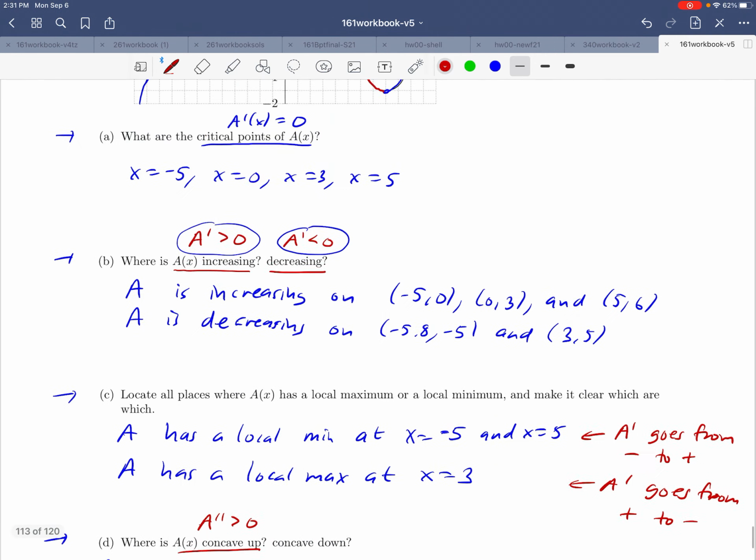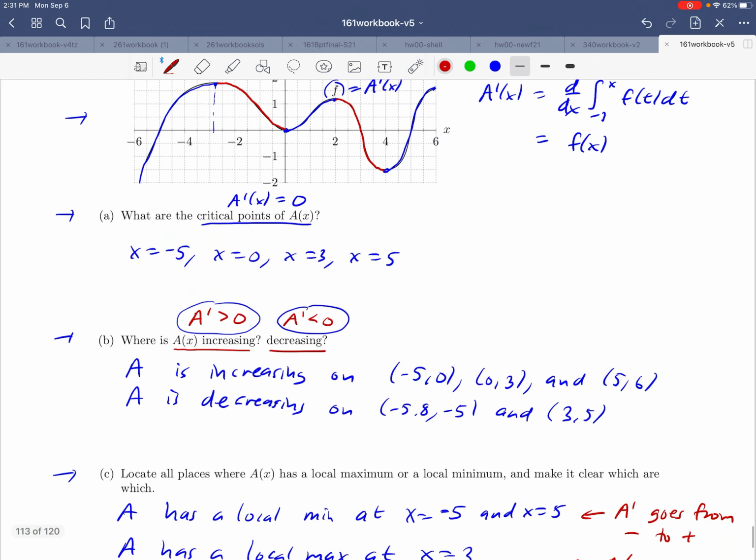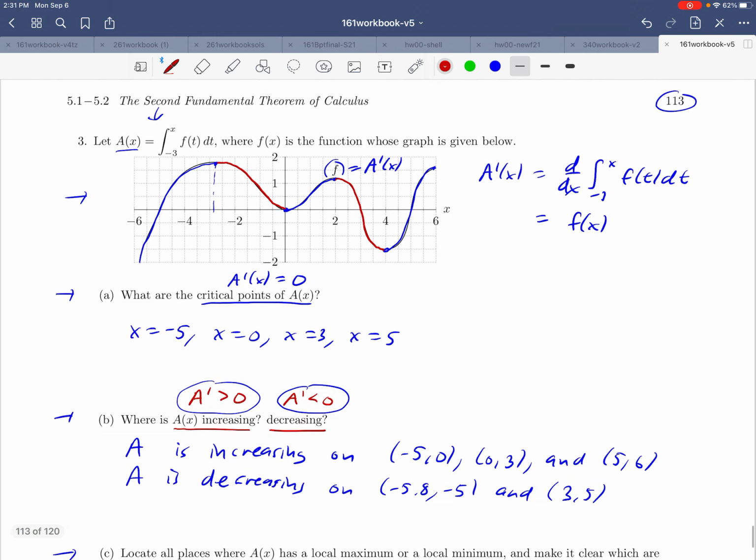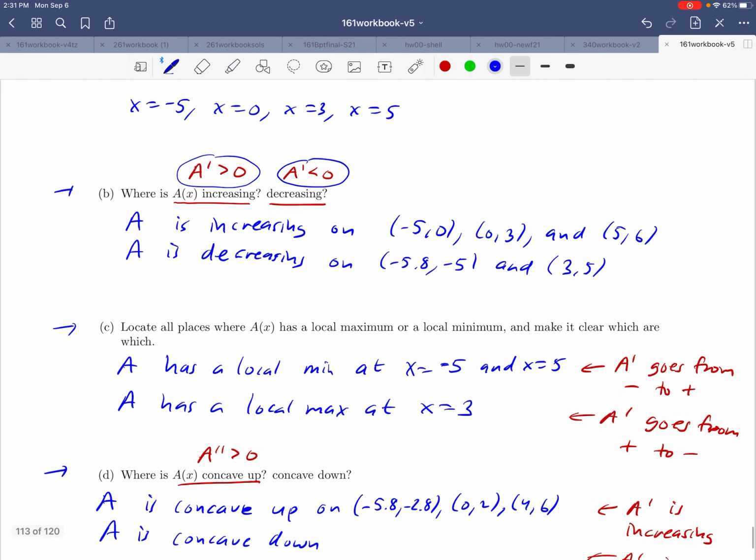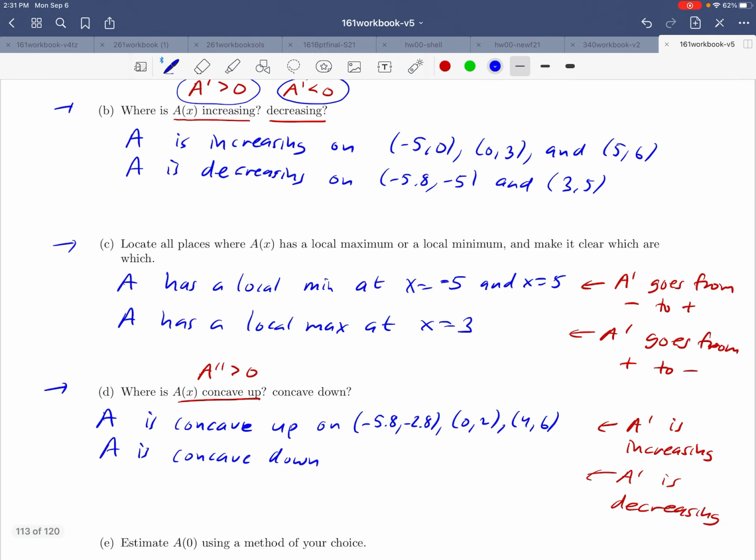Let's see. Was this the page? Yes, I believe it was. We were looking at intervals of concavity, so from here to here and from here to here. If we nail down those intervals, let's scroll back and fill those in. We're going to get -2.8 to 0 and then 2 to 4.